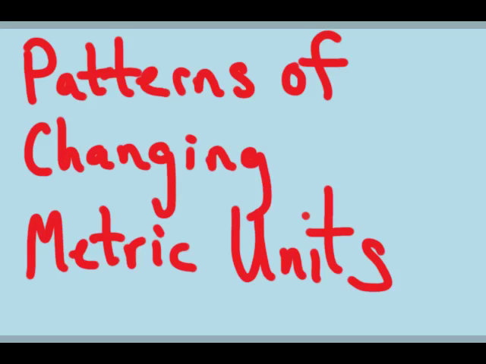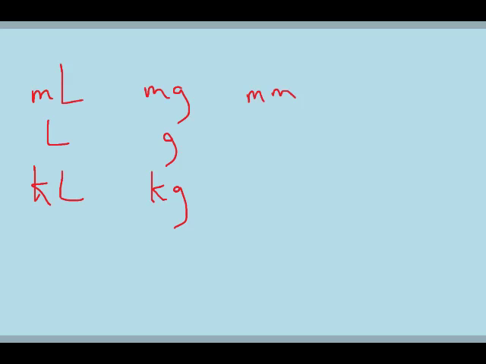Our last lesson in this chapter is patterns of changing metric units. Now, hopefully you remember all the metric units we discussed earlier this year. For capacity, that's going to be milliliters, liters, and kiloliters. For mass, it's milligrams, grams, and kilograms. And finally, for length, we have millimeters. This one had that one extra one: centimeters, meters, and kilometers.